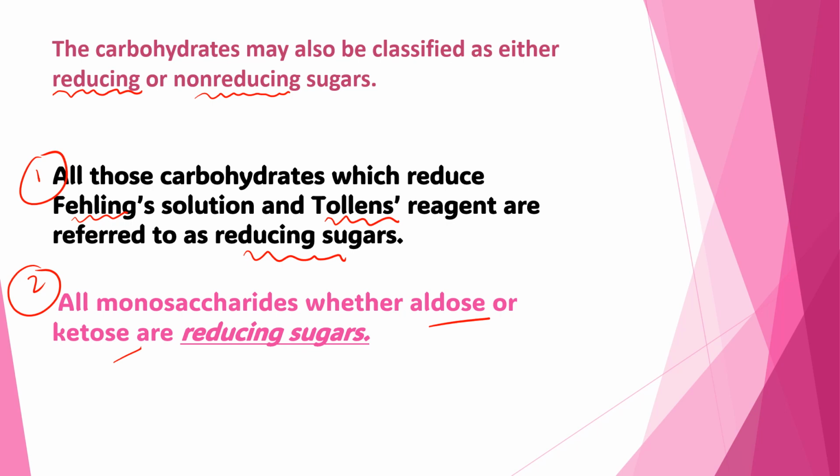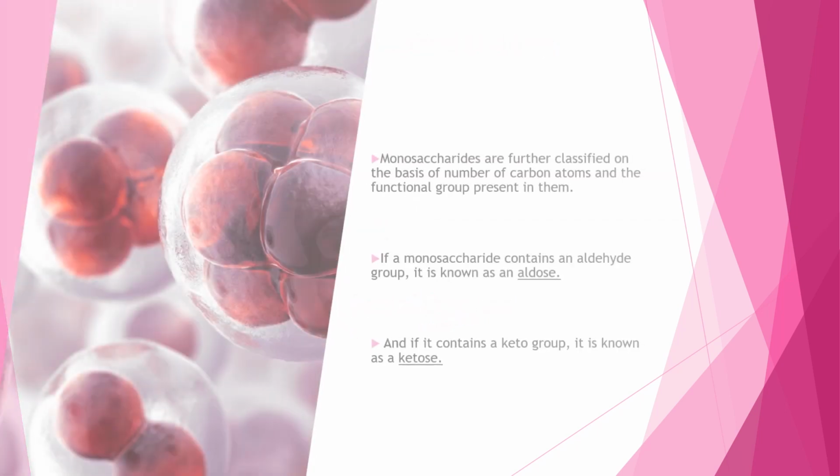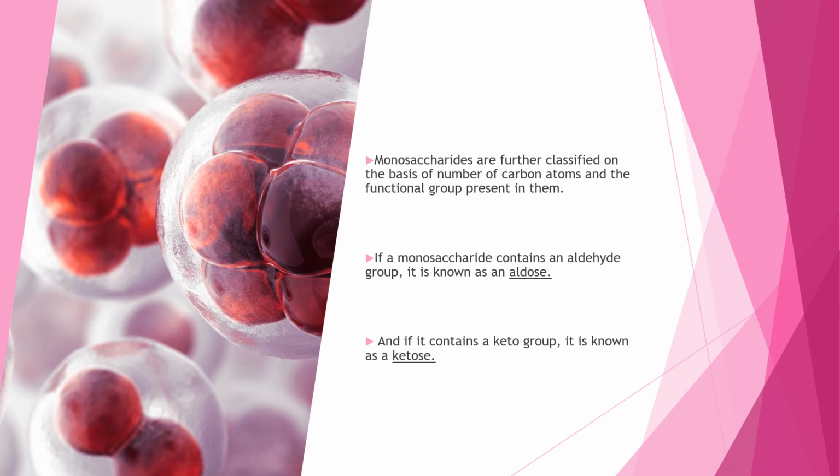Now let's see monosaccharides. We have already seen that monosaccharides are further classified on the basis of the number of carbon atoms and the functional group present in them. If a monosaccharide contains an aldehyde group, it is called aldose. If it contains a keto group, it is known as ketose. This is the important point about monosaccharides. In this video, we are limiting our discussion to monosaccharides only. Let's see some more examples of monosaccharides.